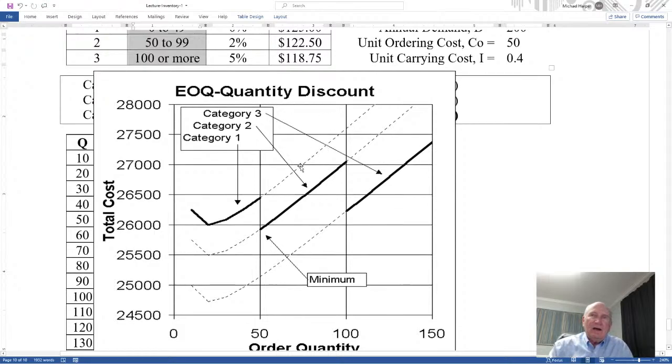So if this goes to here, this goes to 75, and this drops to here, where's EOQ? EOQ is going to be 75. Now, I'm selling it at a 5% discount, not 2%. So I'm losing money, but I'm getting rid of my inventory. I want to get rid of my inventory at 5% instead of 2%, because if not, I'll be eating it, because they're not going to buy it once I have this new product.